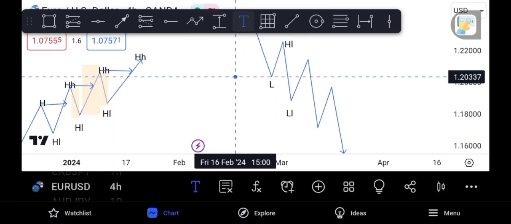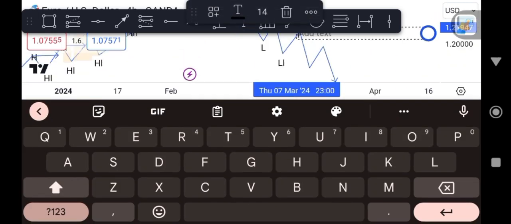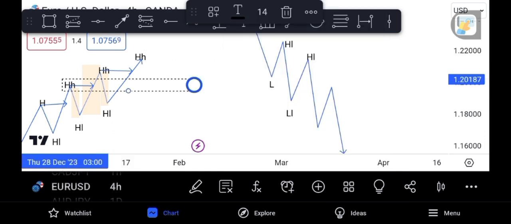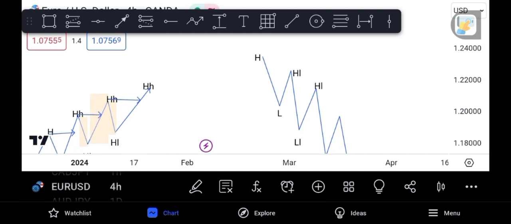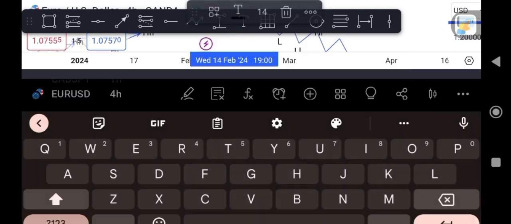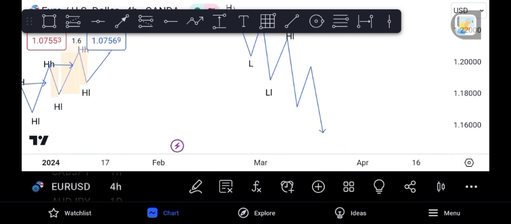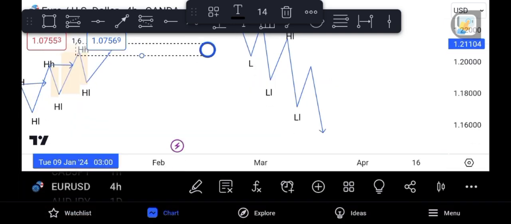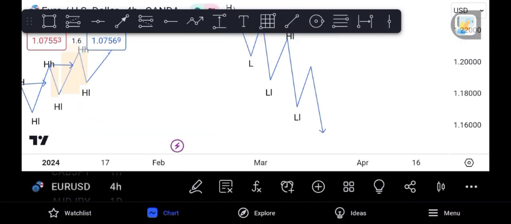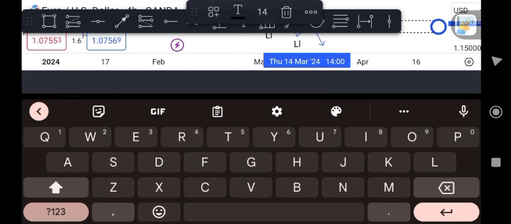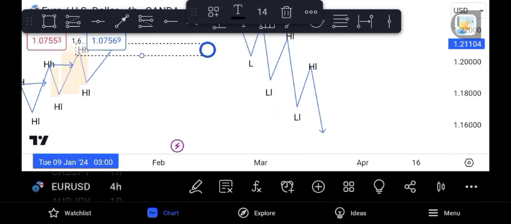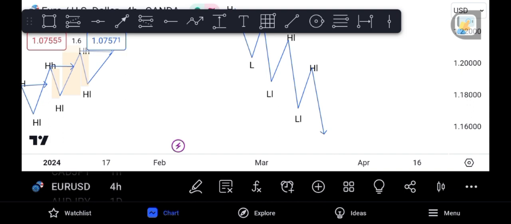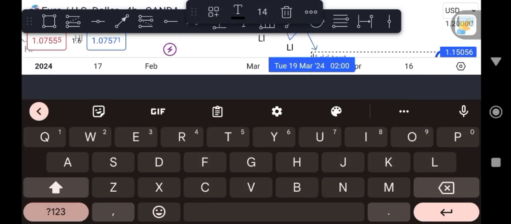Lower low. We have a higher low. Then we have a lower low. We have the lower low here. The lower low. We have the higher low. Then we have the lower low. We have the lower low here.